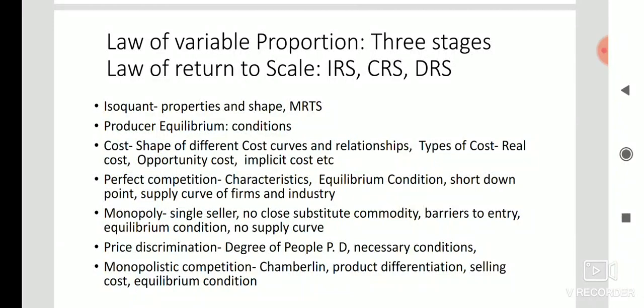Then the long run cost curve is called a planning curve. The long run average cost curve is derived from the short run average cost curve. It is also U-shaped, and it is called an envelope curve because it involves all the short run cost curves, which reflects the law of returns to scale.